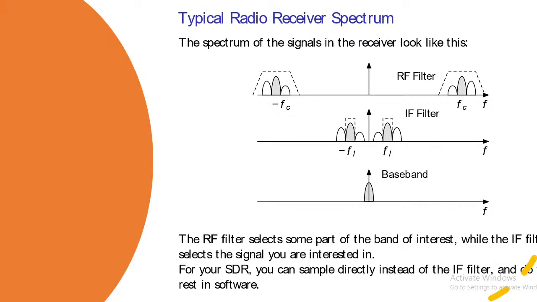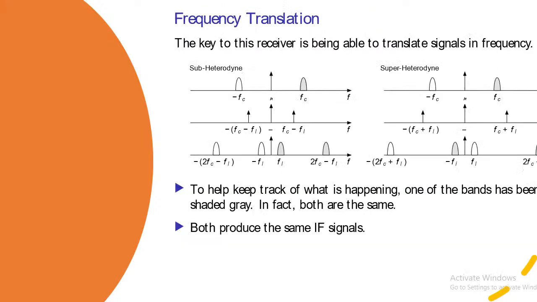Now, if you are using a software defined radio, SDR, then you can sample directly instead of using an IF filter. You don't require an IF filter; you sample at the IF frequency and do the rest in software. So software defined filters will take care of it.